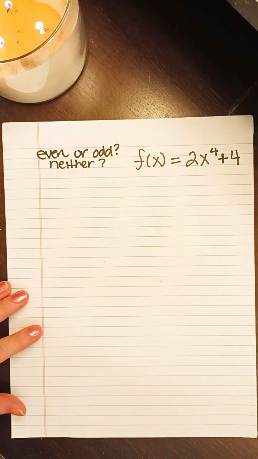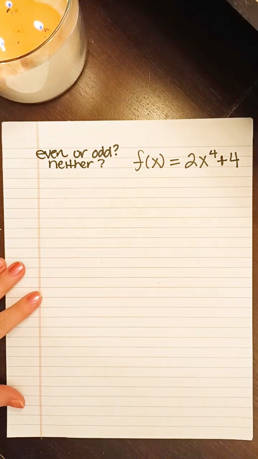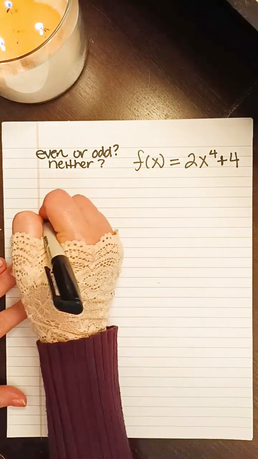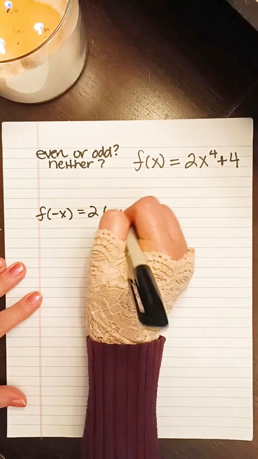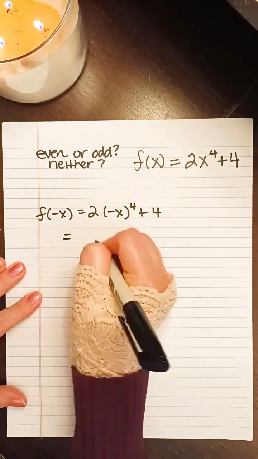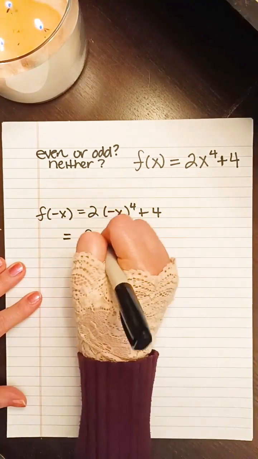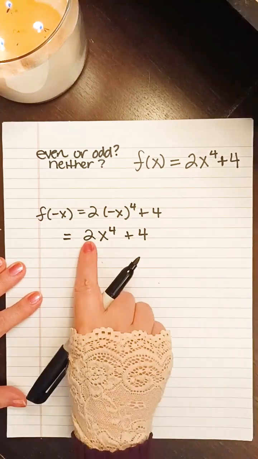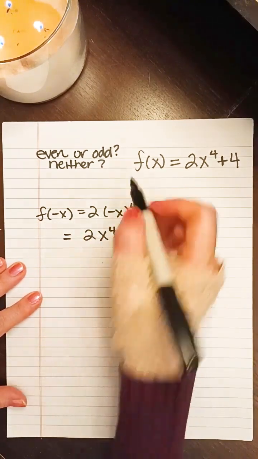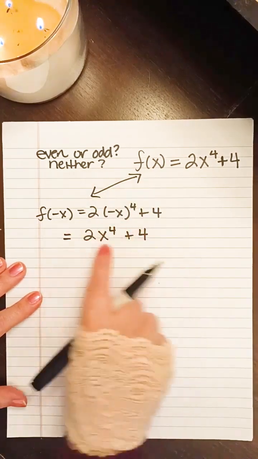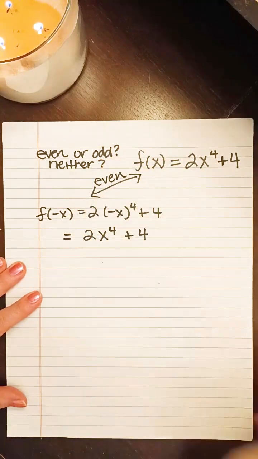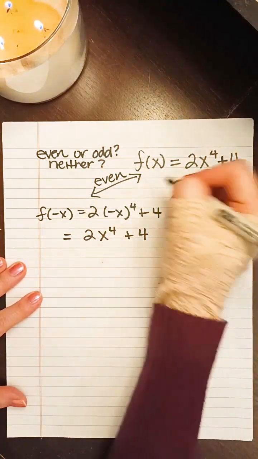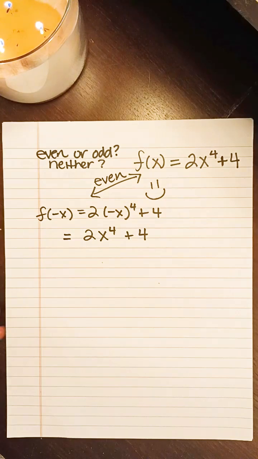So here we have to determine whether this function is even, odd, or neither. Again, the first step you take is to find f of negative x. So wherever I see an x in f, I replace it with a negative x, and I simplify it. So a negative x to the fourth would be 2x to the fourth plus 4. And if f of negative x is equal to f of x, then the function would be even. And they are equal. This is equal to this. So f of x is an even function, and so we can stop here.